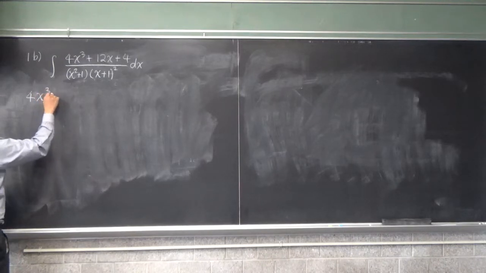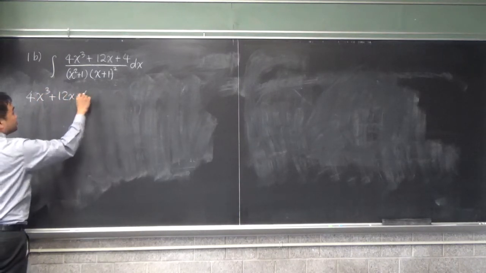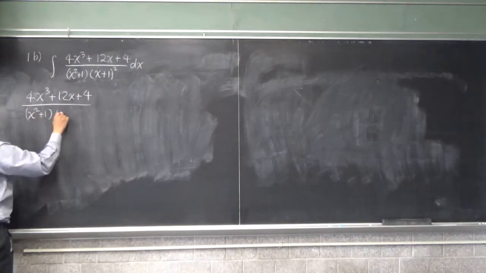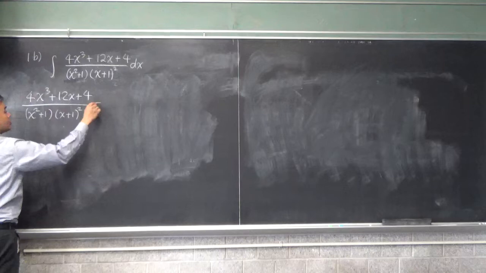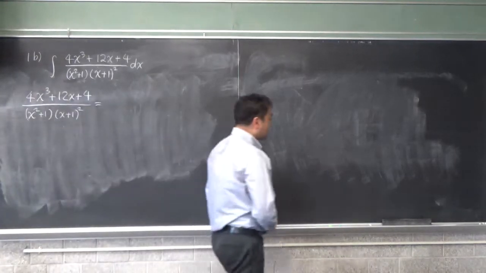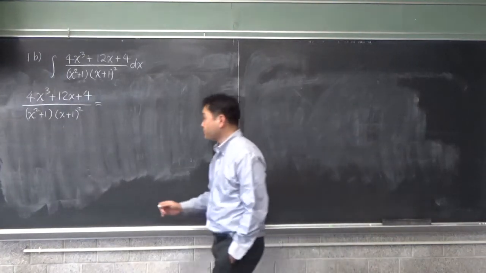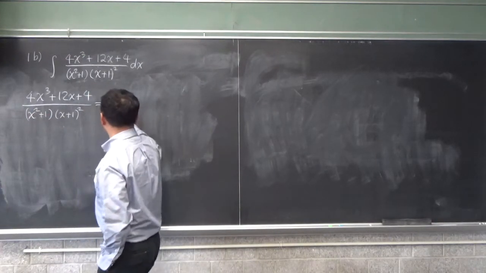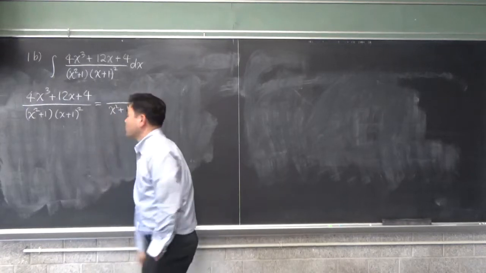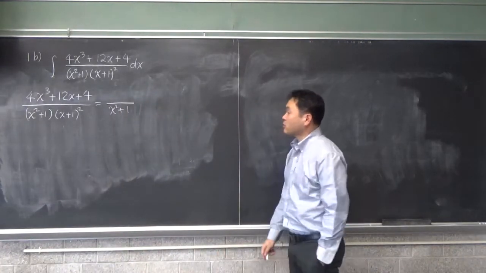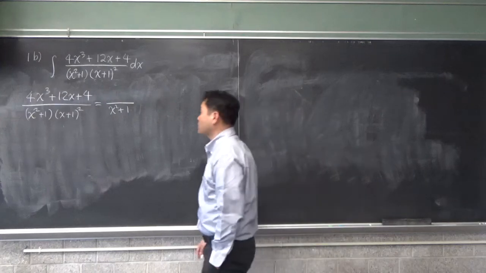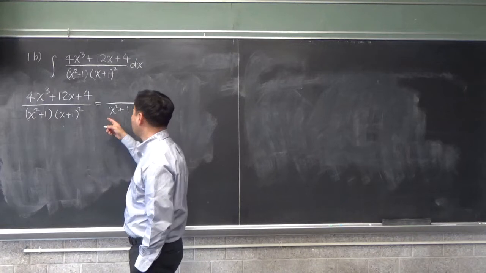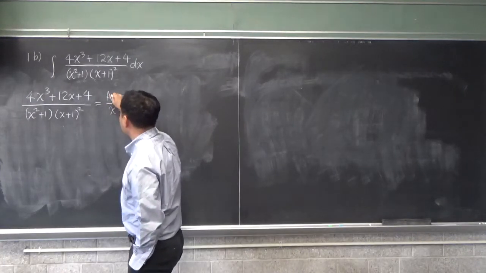This is a partial fraction expansion question. And the denominator is already factored for you. You have x squared plus 1. So you need one fraction with x squared plus 1 as the denominator. And because this is a quadratic denominator, you have to put ax plus b.